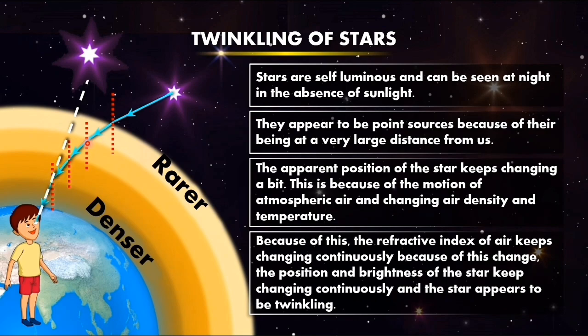And because of that, the star's apparent position is slightly different from its actual position, as you can see here. And also, the amount of starlight entering the eye flickers. That means the star sometimes appears brighter and other times fainter. So this is the twinkling effect. I hope you all understood.